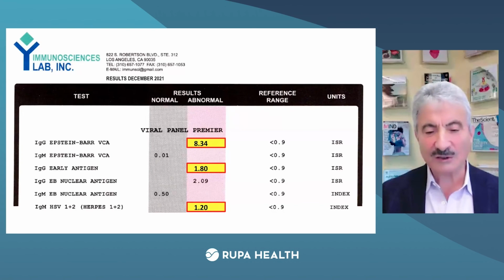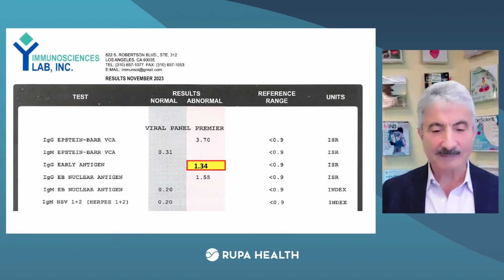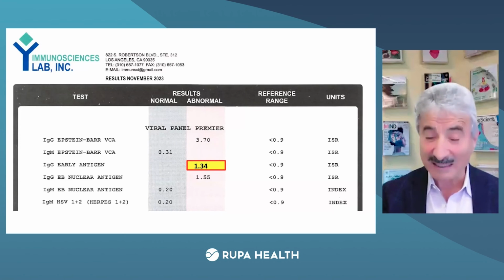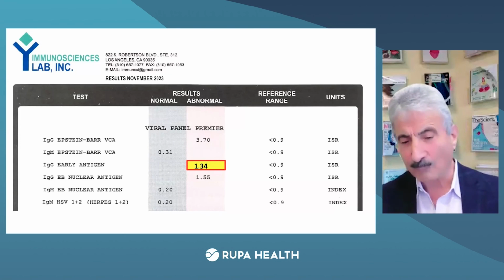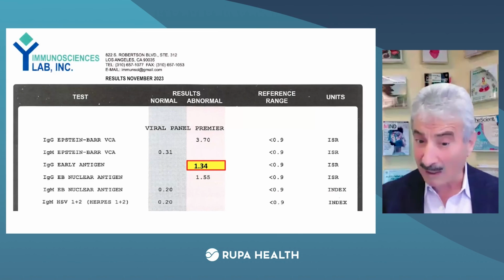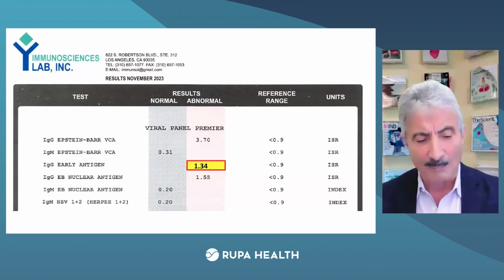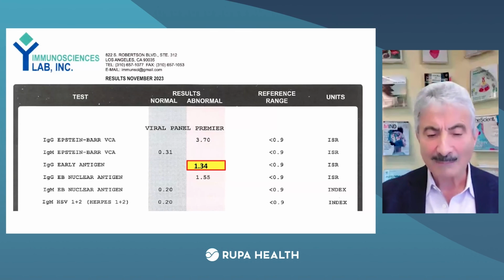When the patient was treated for Epstein-Barr virus, please look at the second test. The VCA antibodies went down from 8 something to 3 point something. Early antigen went from 1.8 to 1.3, meaning it's not completely resolved, but other biomarkers went back to normal.